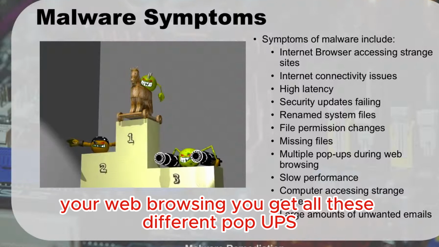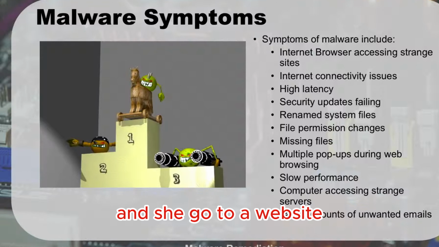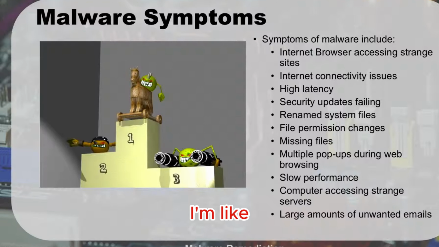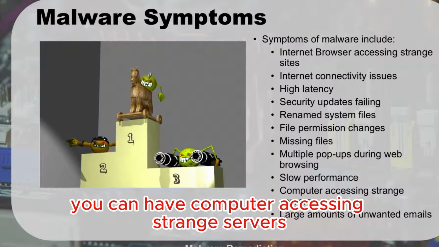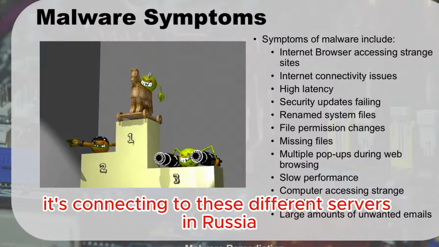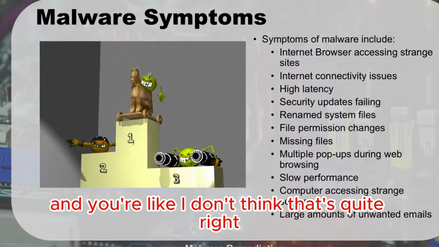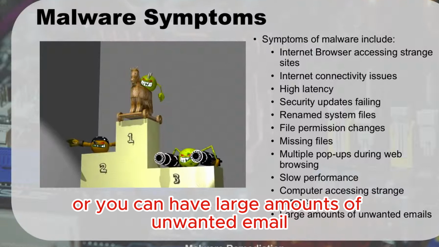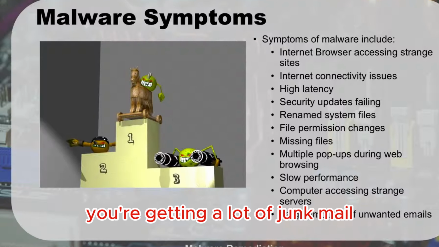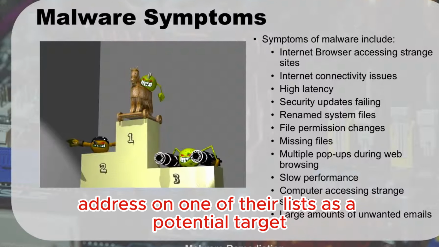You're web browsing, you get all these different pop-ups. My daughter pulled up her laptop the other day and went to a website and she had 7 pop-ups come up. I'm like, you've got some malware, we need to fix that. You can have slow performance, you can have the computer accessing strange servers. You start looking at what connections your computer's making and it's connecting to different servers in Russia or China or Malaysia or India, and you're like, I don't think that's quite right. Or you can have large amounts of unwanted email. That could be something like you're getting a lot of spam, a lot of junk mail. Somebody's probably gotten your email address on one of their lists as a potential target.